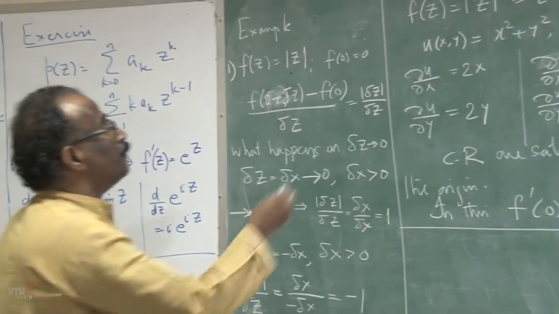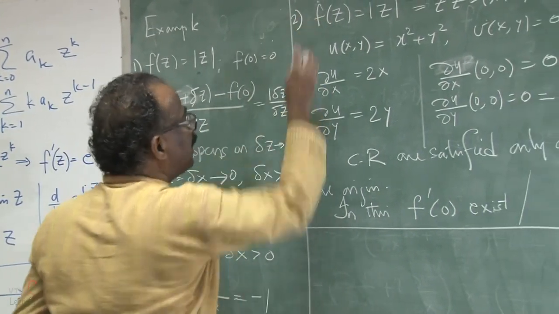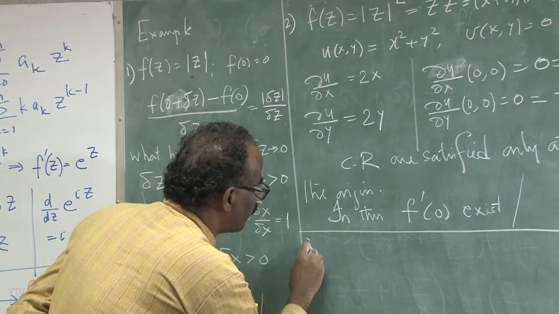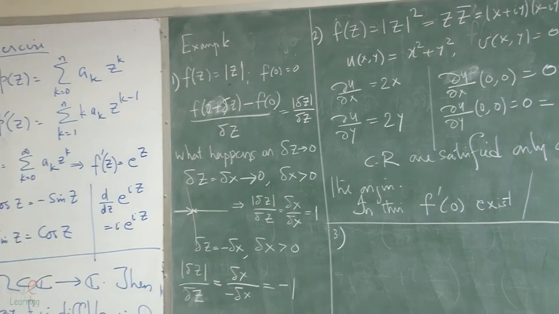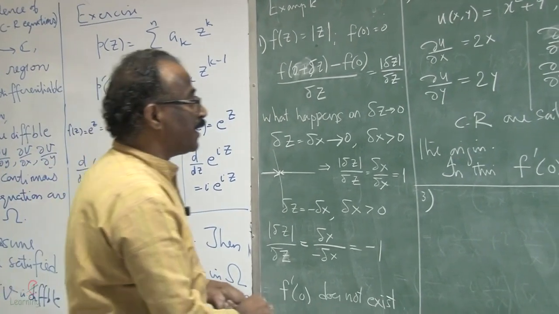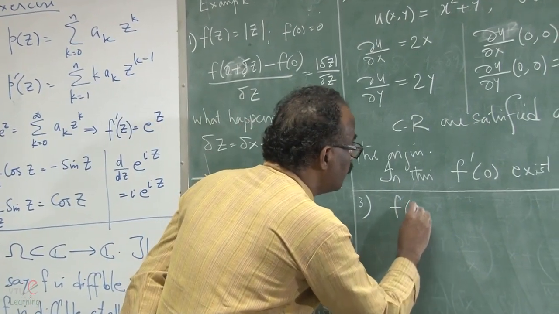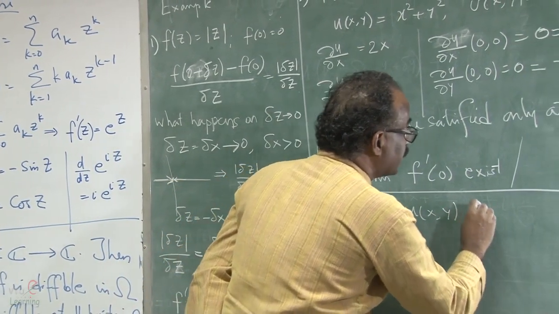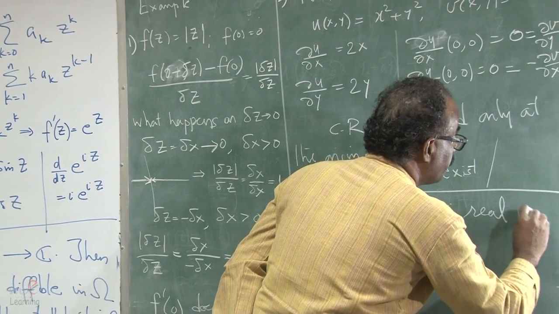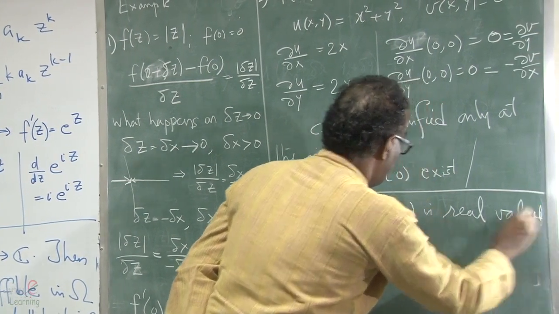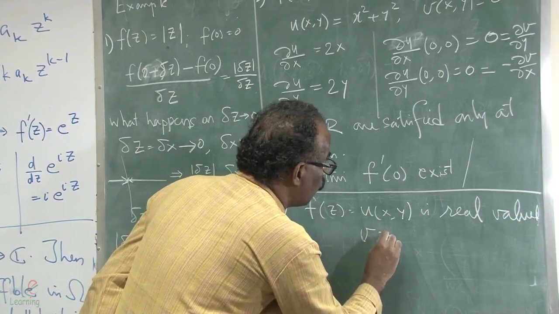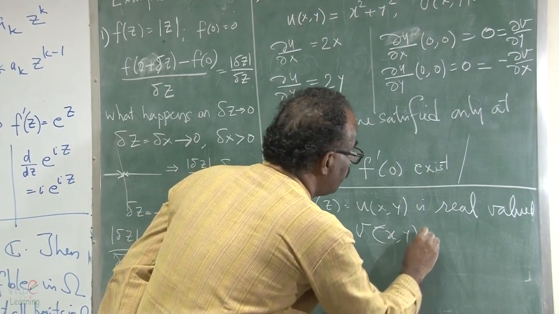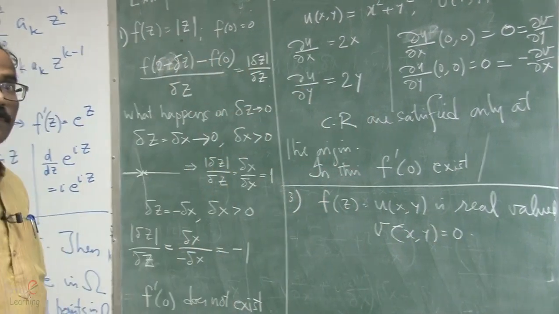Now let me come to a third example, a very general example. Suppose f is real valued. That is, f equals u(x,y) is real valued, that is v equal to 0, v(x,y) equal to 0. Then what will happen?